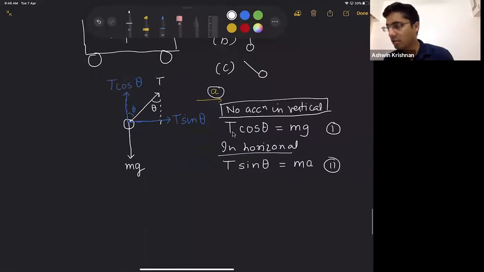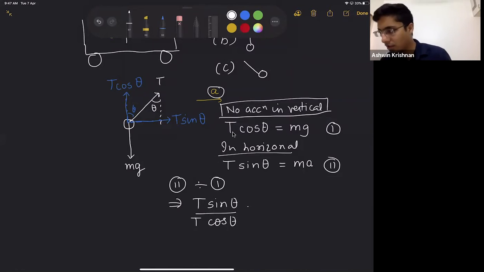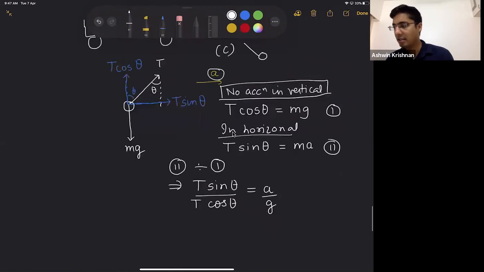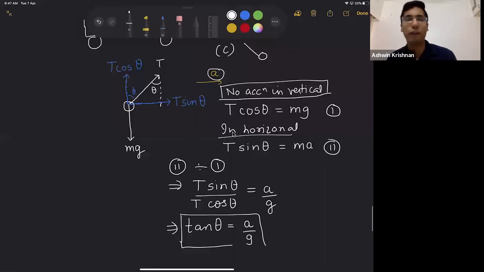So you now have 2 equations. If you do 2 divided by 1, we will basically get T sin theta upon T cos theta is equal to A upon G. So this will give us tan theta equals A upon G.